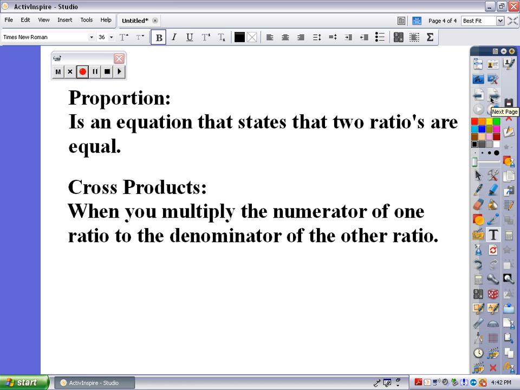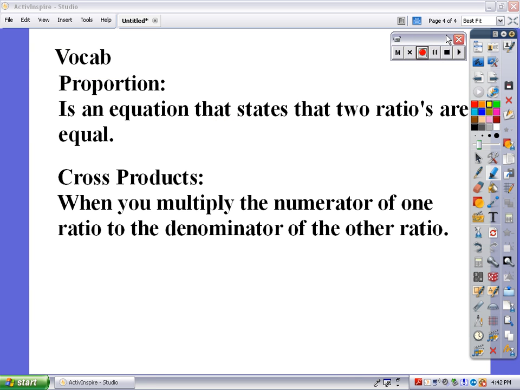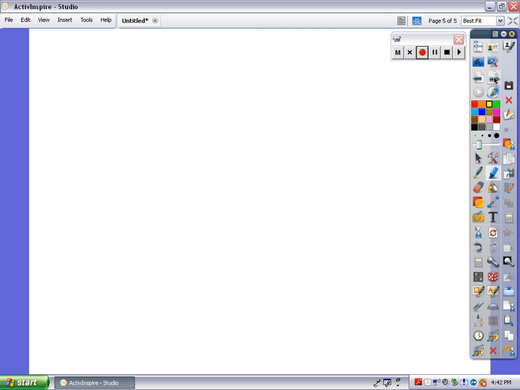All right, so take a look. Our vocab for today: proportion. Let me see if I can move this. There we go, out of the way. Here's what a proportion is. A proportion is an equation that states that two ratios are equal. I'll show you an example of that in a minute. Cross product is another vocab term, and it means when you multiply the numerator of one ratio by the denominator of the other ratio, and we'll take a peek at that.